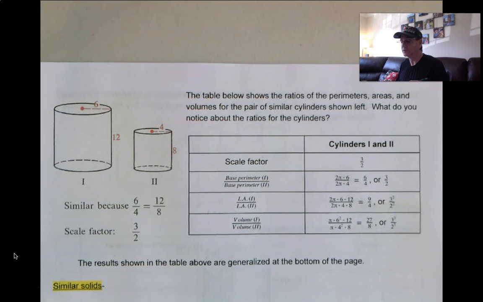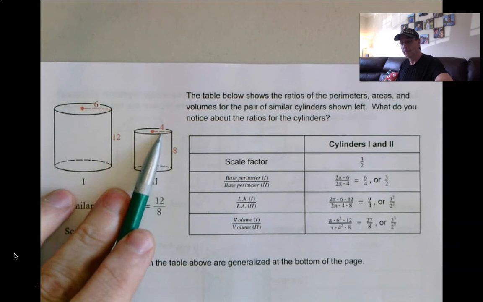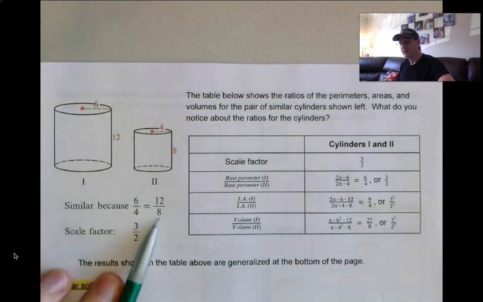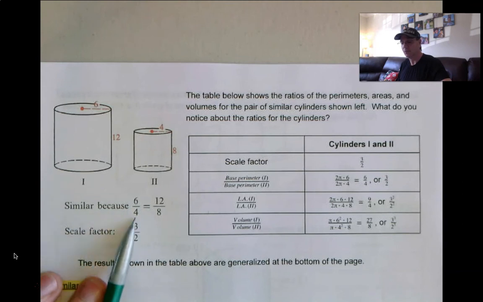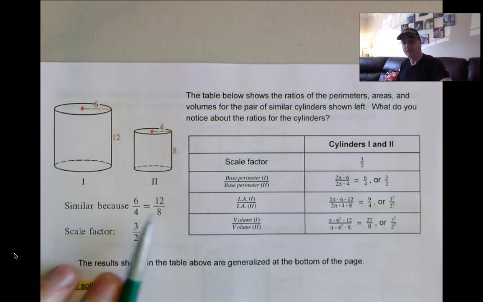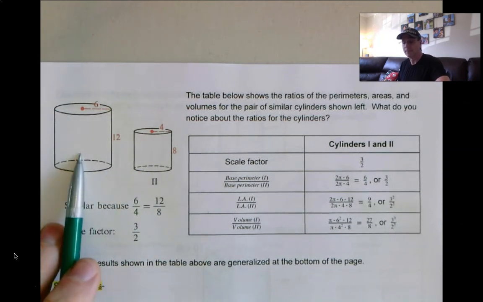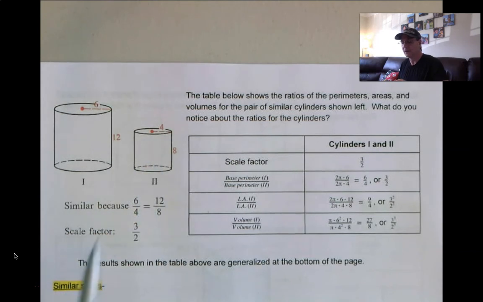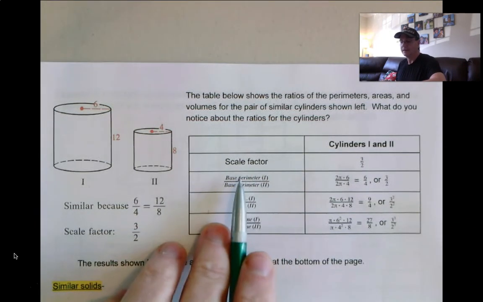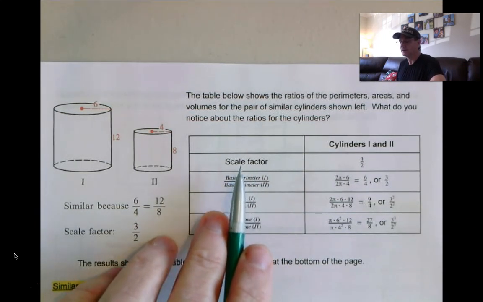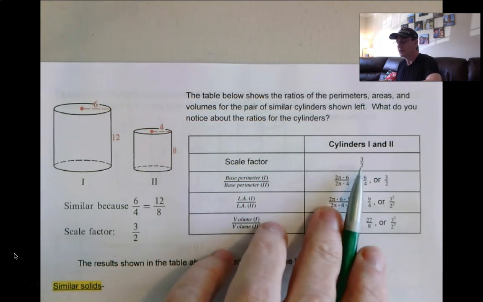Shown on the left, what do you notice about the ratios of the cylinders? So they're similar because 6 to 4 and 12 to 8 are exactly the same. 6 to 4 reduces down to 3 to 2, 12 to 8 reduces down to 3 to 2. The scale factor, or similarity ratio, and I should change this, the similarity ratio is 3 to 2. And the scale factor might be 3 to 2 if I'm going from this one to this one, but it's 2 to 3 if I'm going from this one to this one. So maybe I'll change the wording on that. We'll continue with what I've got written here, and I'll change maybe at some time to similarity ratio. Scale factor 3 to 2.